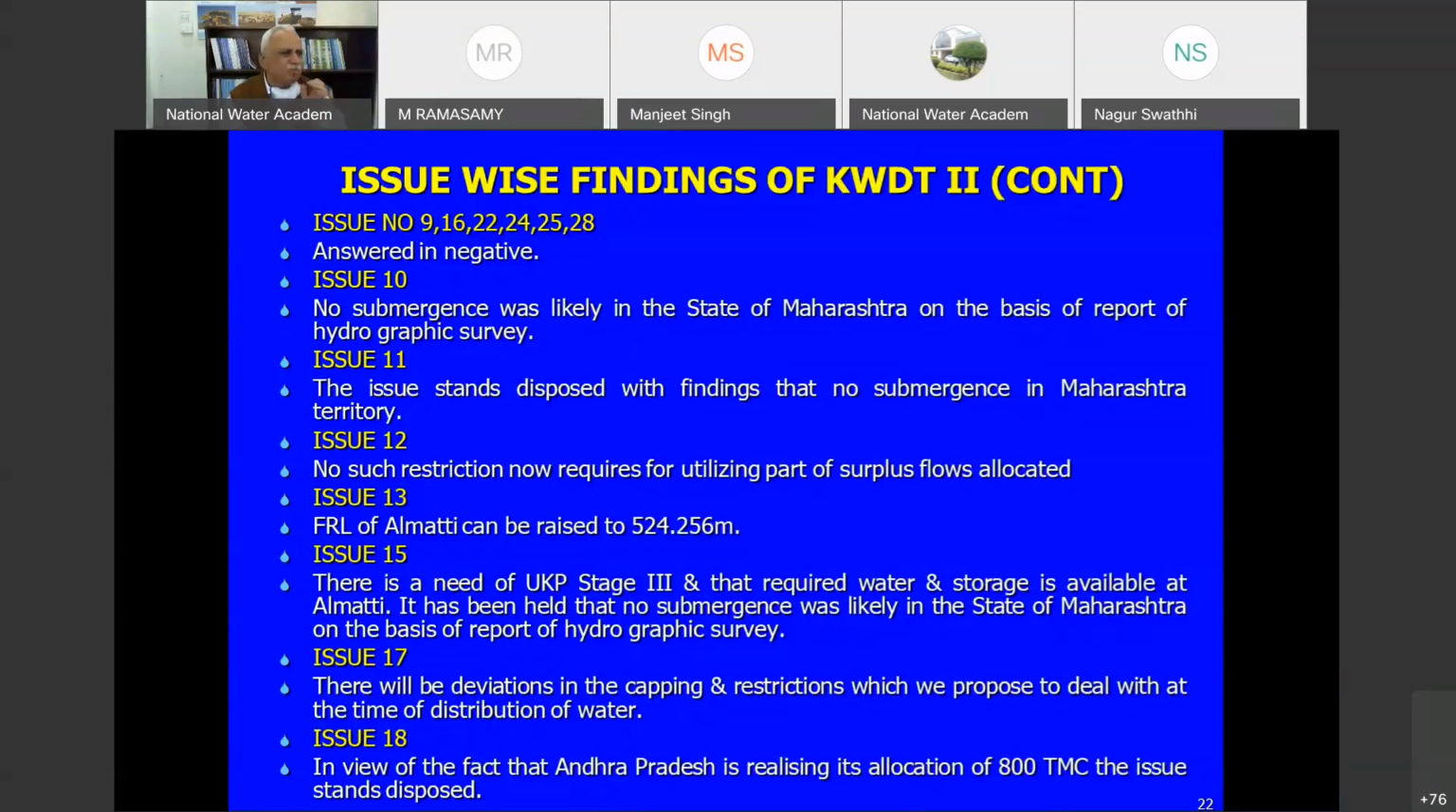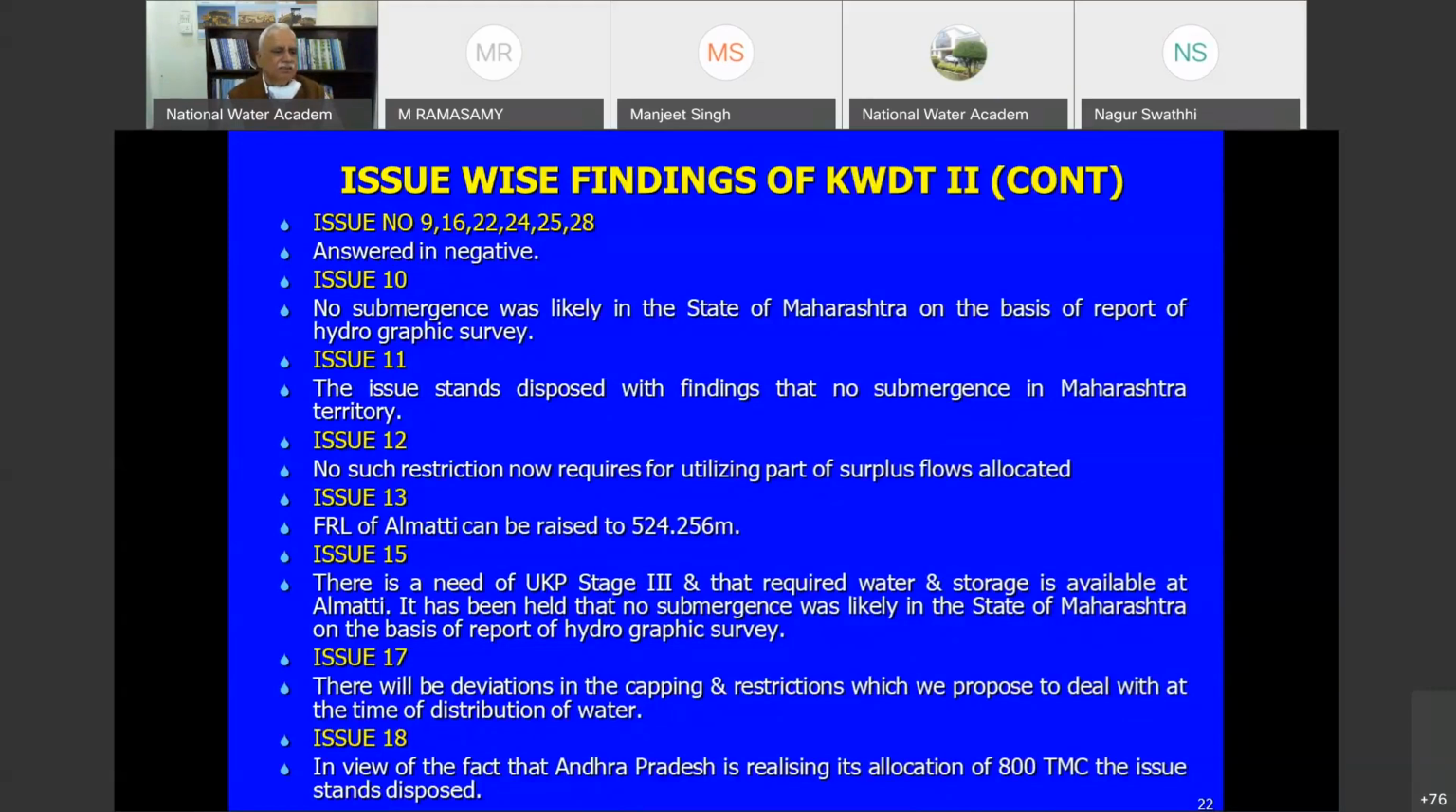It is to be noted that Almatti reservoir is being constructed or has been constructed at a distance of about 202 kilometers from the border between state of Maharashtra and state of Karnataka. And Hippargi barrage, a gated barrage, has been constructed at a distance of about 77 kilometers. Though during the full reservoir there will be submergence, that submergence is limited within the river banks, and therefore Maharashtra's proposal was rejected. And issue number 10 as well as issue number 11 have been answered accordingly, that there will not be any submergence in the state of Maharashtra.